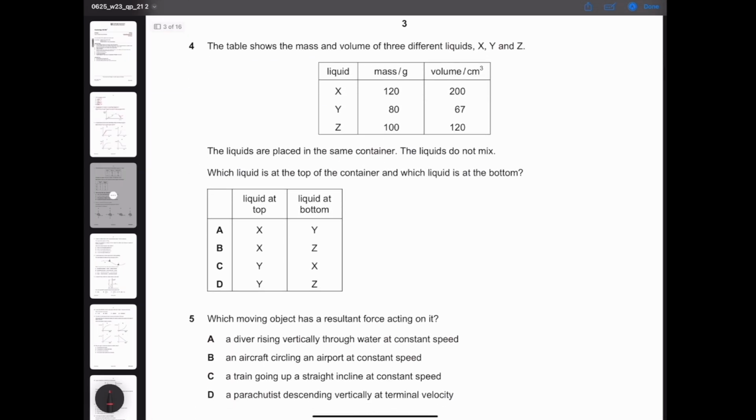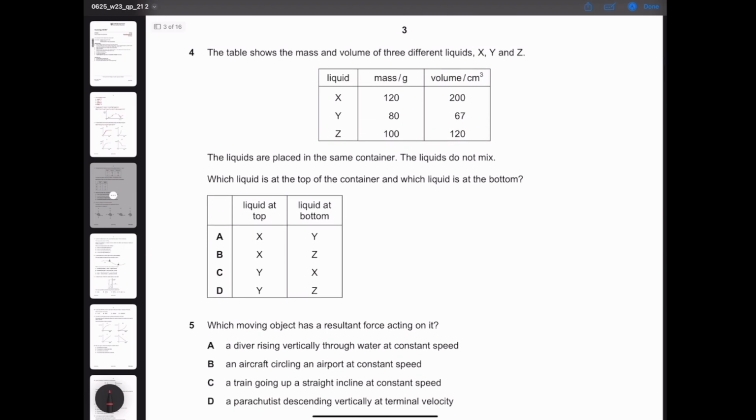The table shows the mass and volume of three different liquids X, Y and Z. The liquids are placed in the same container. The liquids do not mix. Which liquid is at the top of the container and which is at the bottom? So we simply need to find density here. The one with the highest density will be at the bottom.